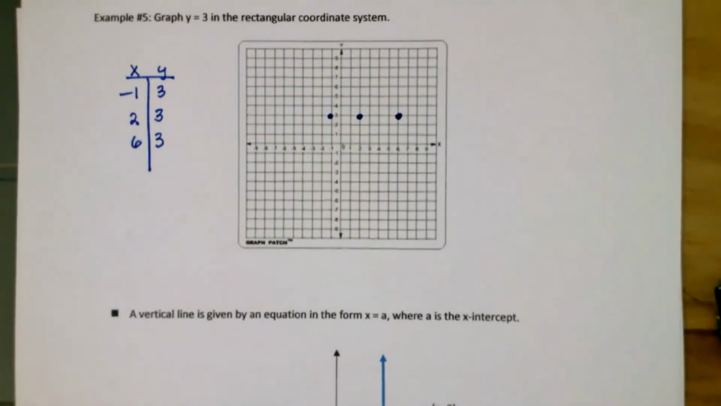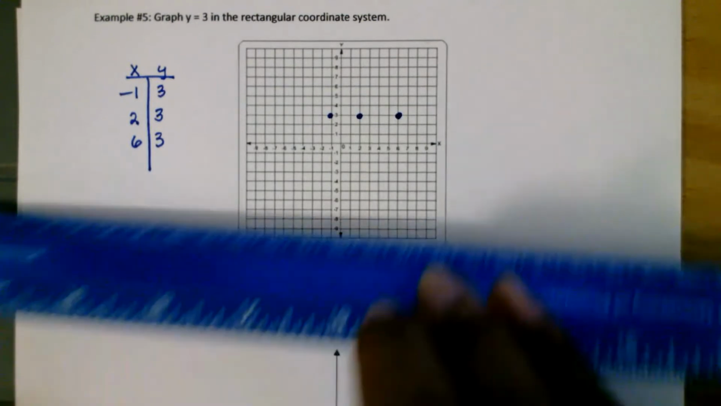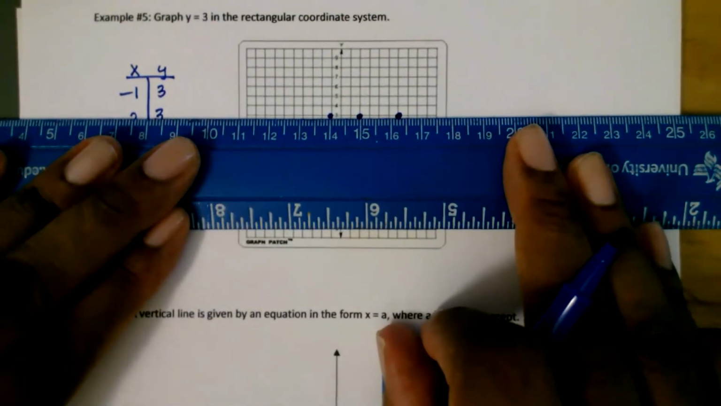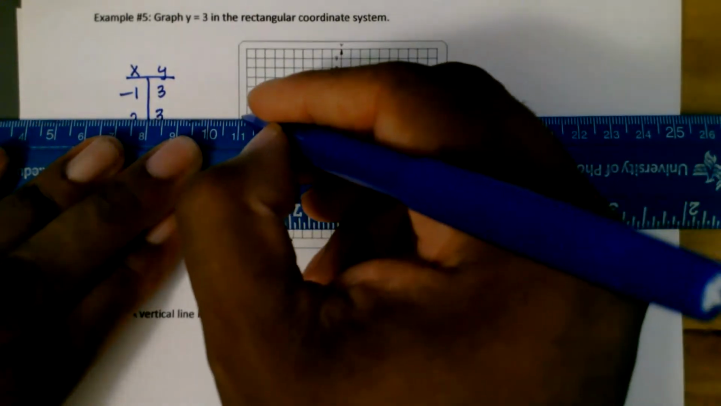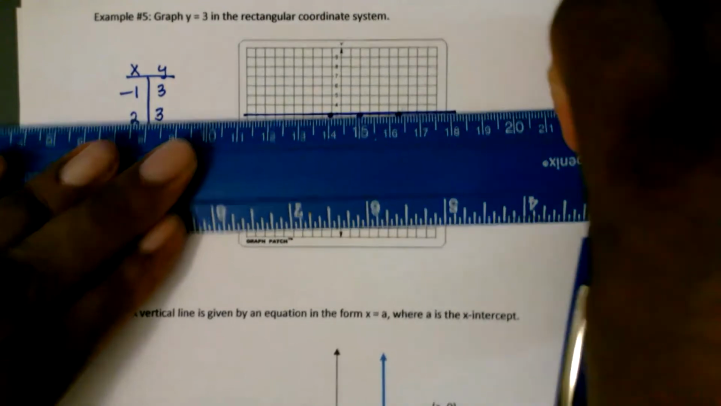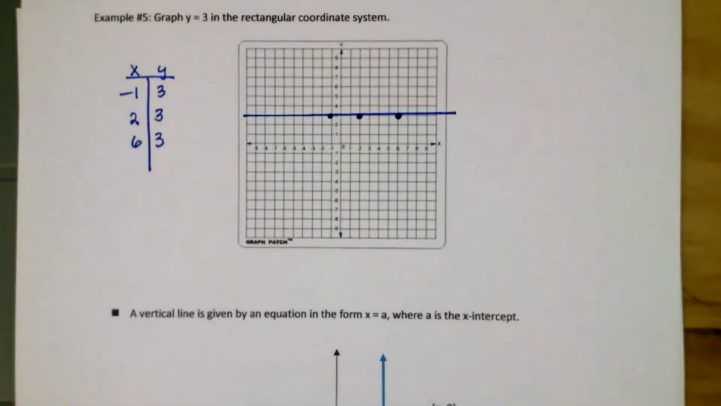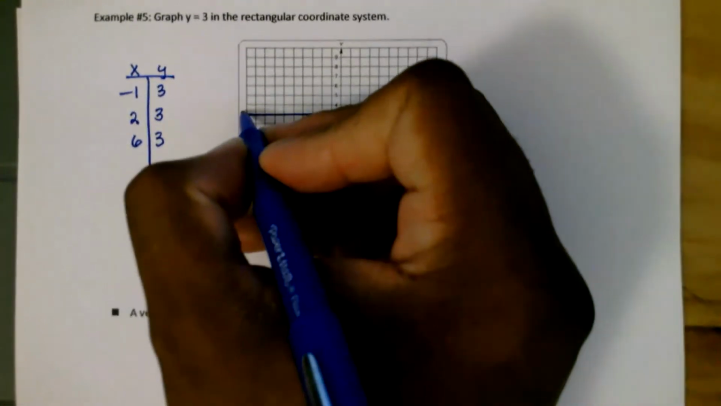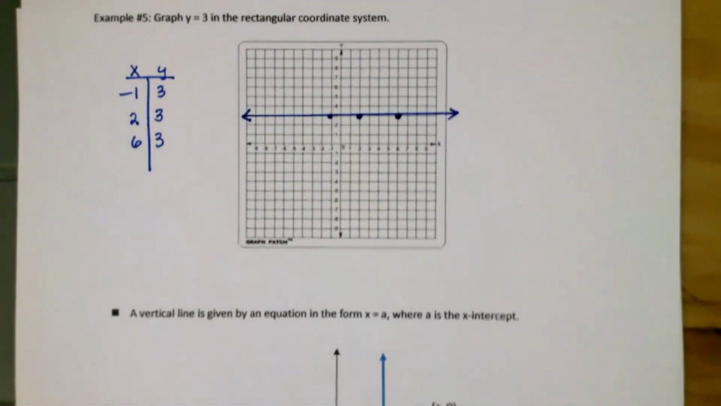Now you can see those 3 points form a horizontal line. So here, I'll just draw that horizontal line through those 3 points, and it does cross the y-axis at 3. And that's the graph of the horizontal line y is equal to 3.